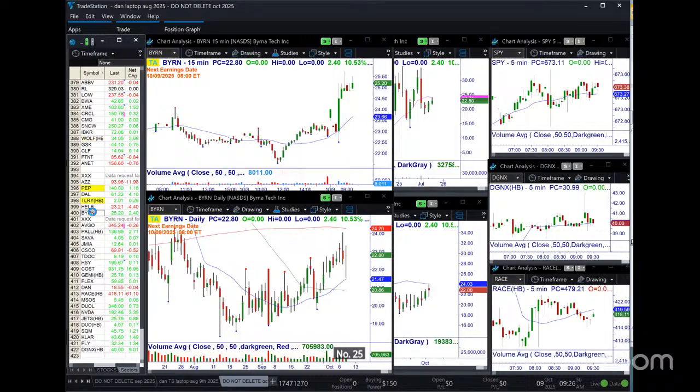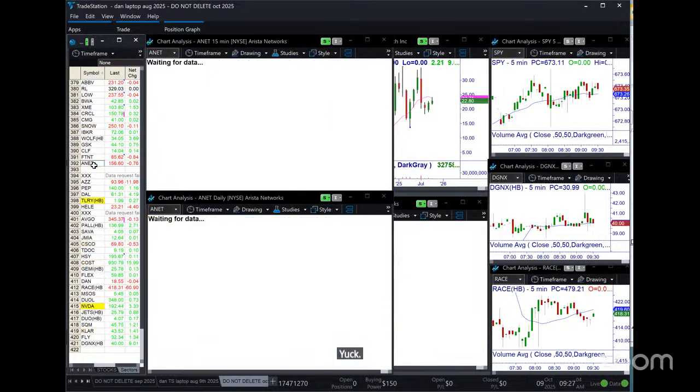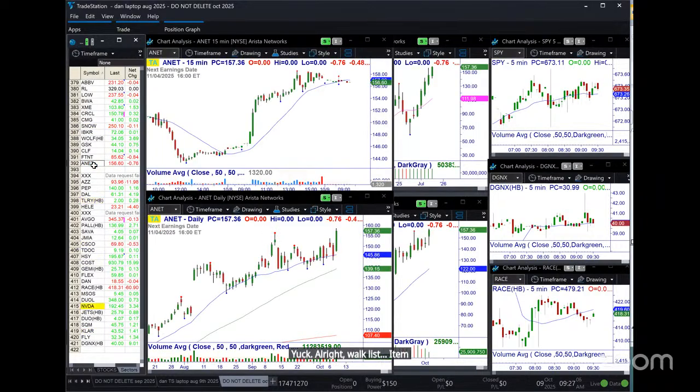25-20, this is what I call a headache pattern. I just don't trade overlapping bars like that. It gives me a headache because there's no pattern. It's yuck.